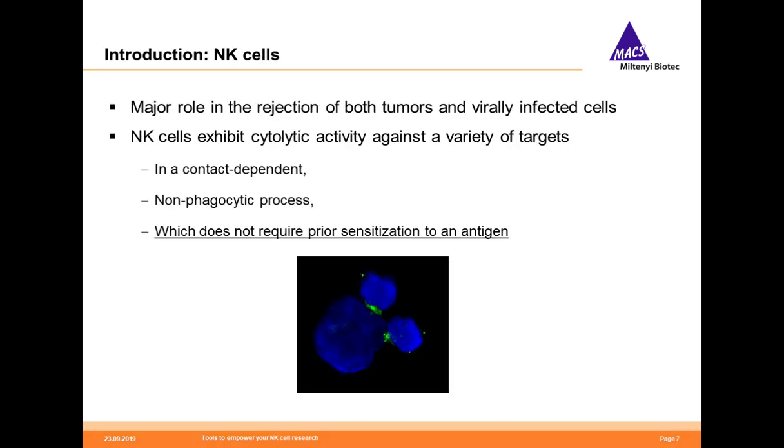Now let's get into the NK cells, my favorite immune cell type. They play a very important and key role to fight tumors and virally infected cells. They are able to kill a variety of targets through a contact-dependent, non-phagocytic process that does not require prior sensitization to an antigen. And this is what makes NK cells really useful and wonderful, this part of no sensitization to an antigen.